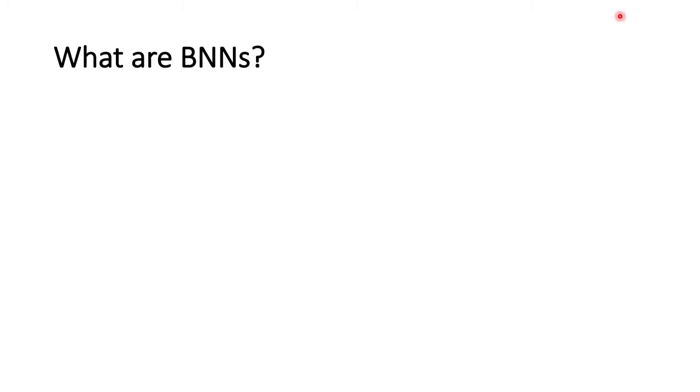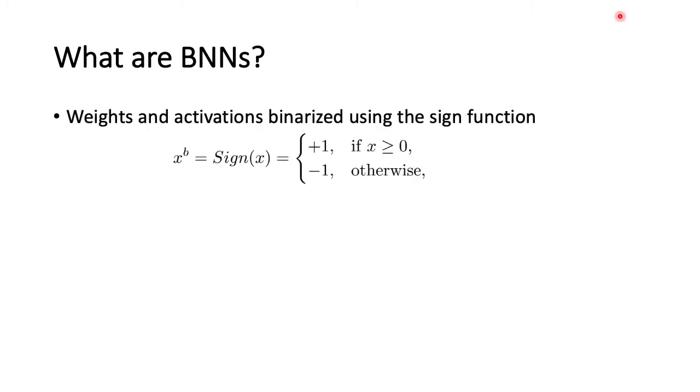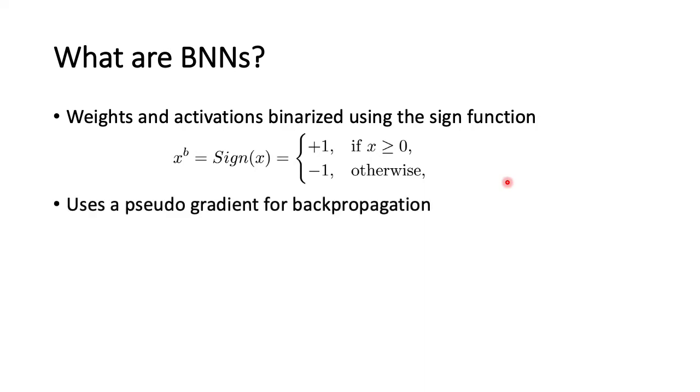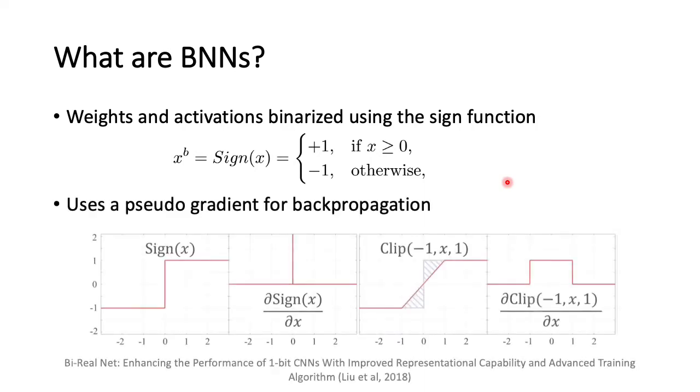Just a quick introduction to binarized neural networks. These are networks where the weights and activations have been binarized using the sign function, usually to plus or minus 1, and they use pseudogradients for backpropagation.